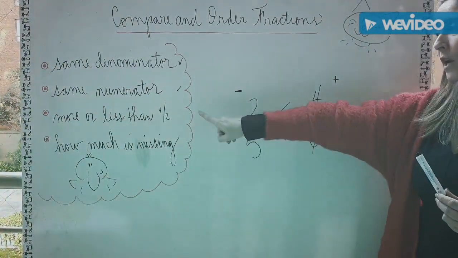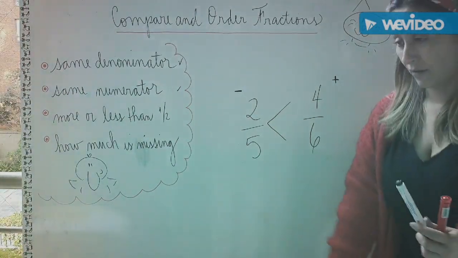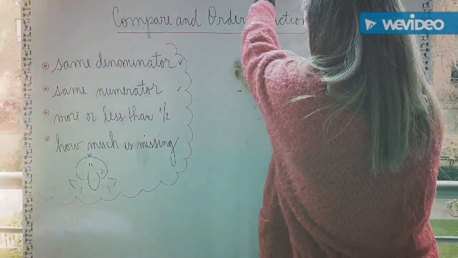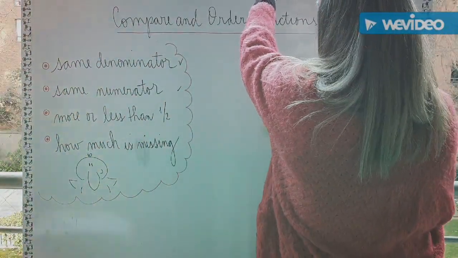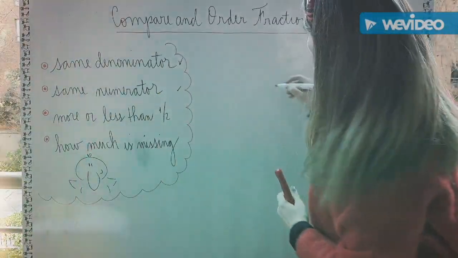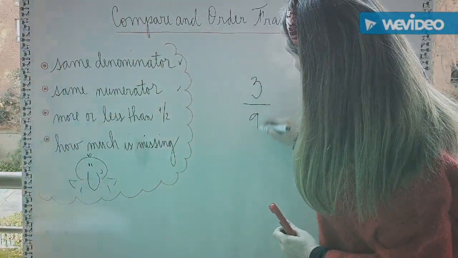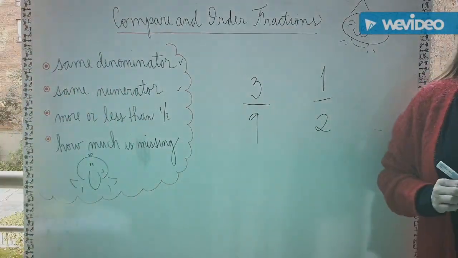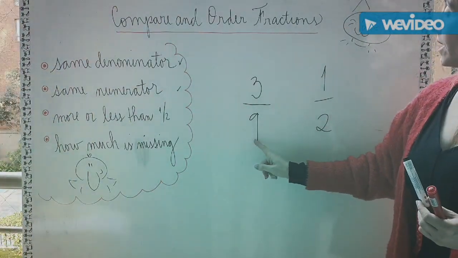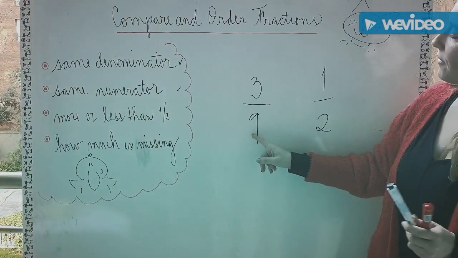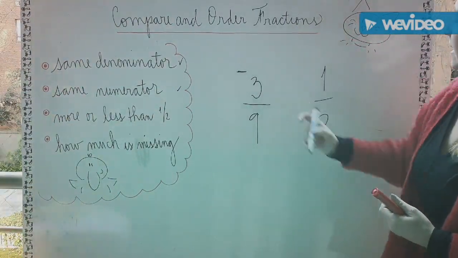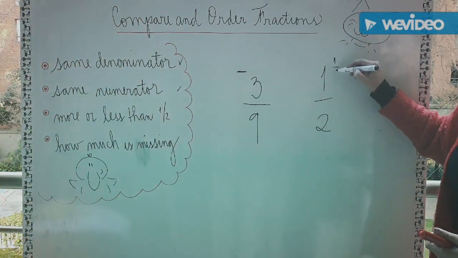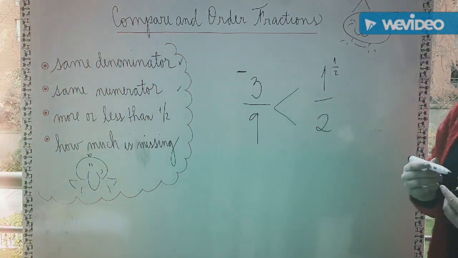Let's do another example comparing with the half. Let's see, if I have 3/9 and 1/2. The half of 9 would be 4.5, and I've got 3, so it's less. The half of 2 is 1, and I've got 1, so I have exactly the half. So this one is bigger.